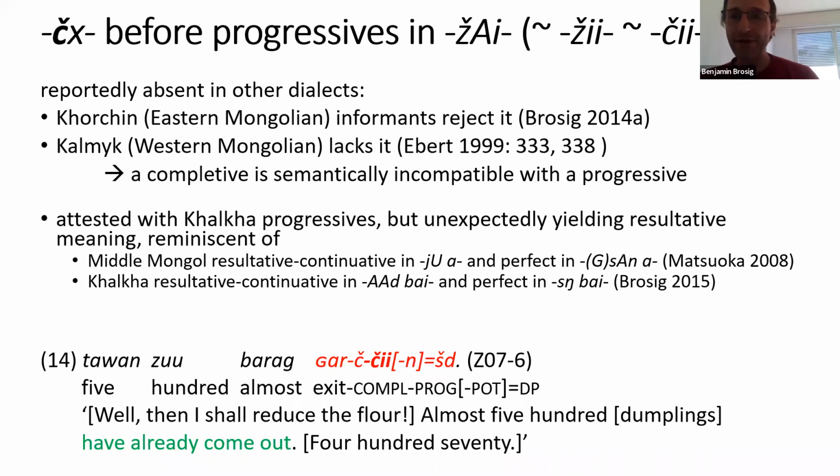Okay. With the progressive, Czech is widely reported not to occur, but in Khalkha-Mongolian, as also already pointed out by Oatley and Surin, it does. And then you have examples like 14. Here, the dumplings are not emerging, but they have already emerged. They have already been produced.